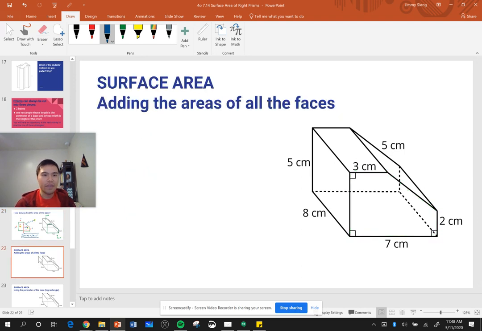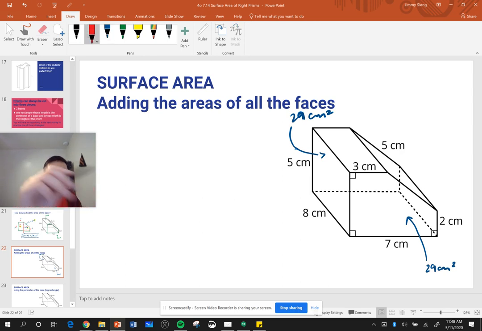So now let's use this part where we're going to add all the areas of the faces to get surface area. I know that this front part, let me use blue to represent that, is going to be 29. And I know that the back side is going to be 29, right? Because they're both the same. So I already know those ones.